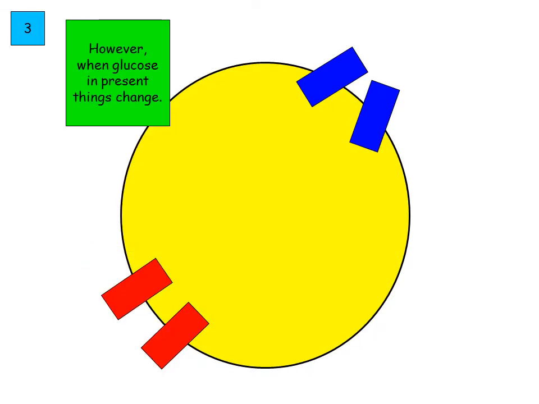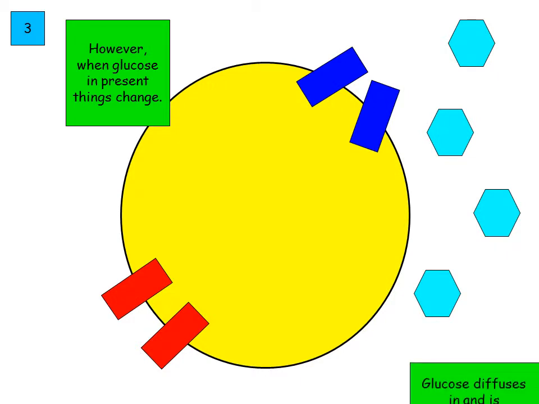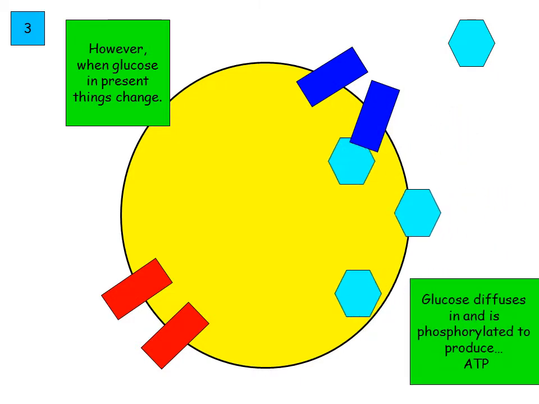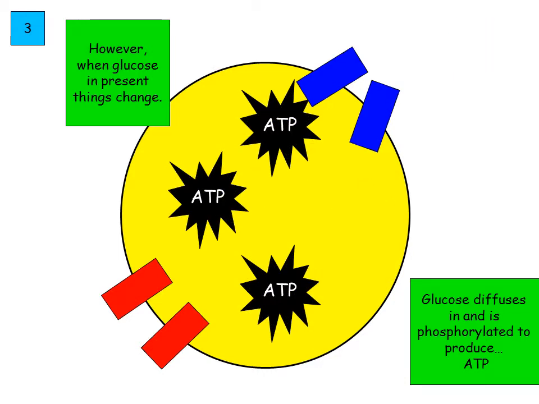Right, when glucose is present, things change. When glucose is in high concentration, it will diffuse into the beta cell and be phosphorylated to produce ATP. The presence of ATP causes the potassium channels to close.